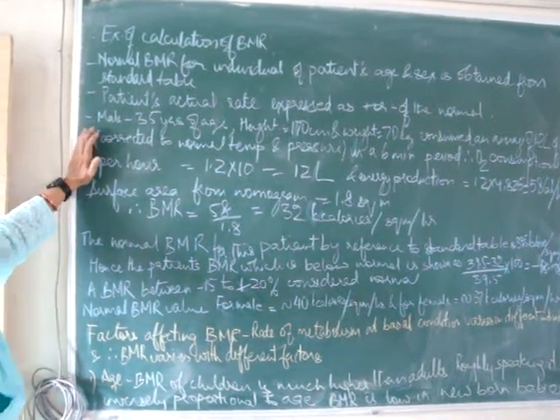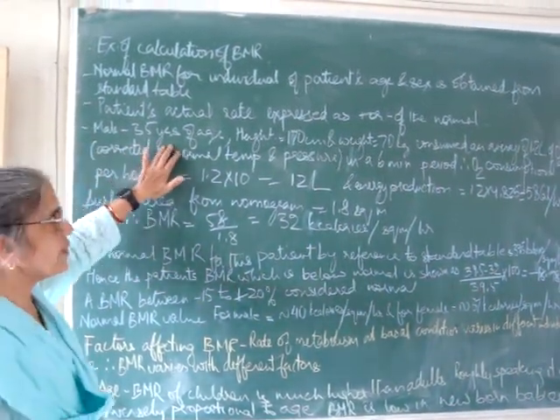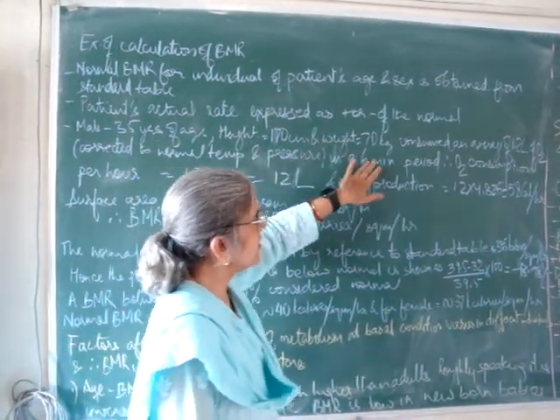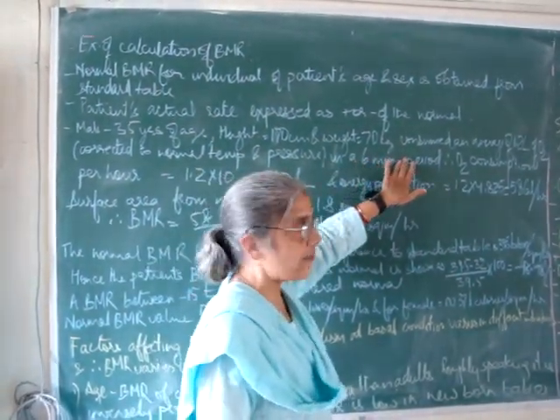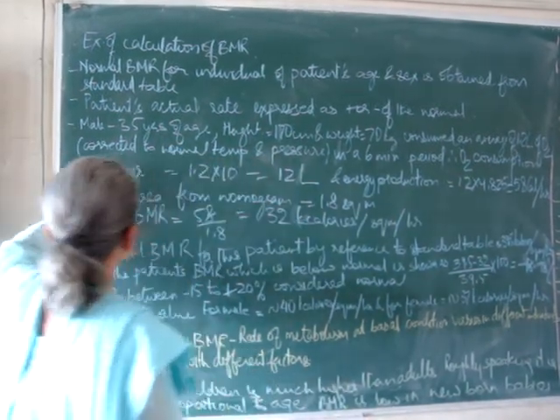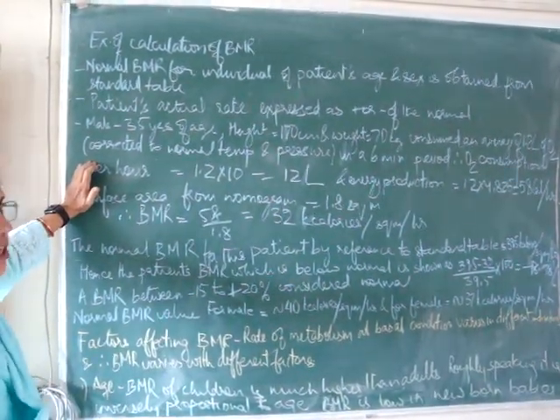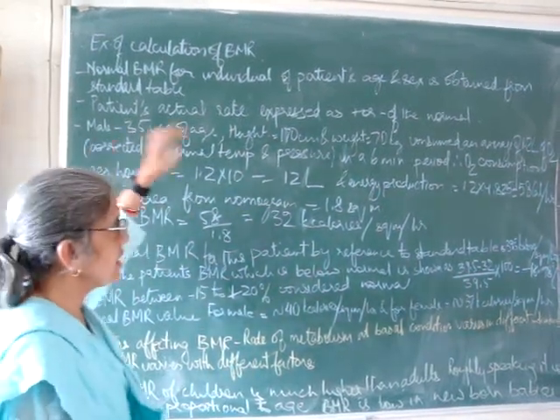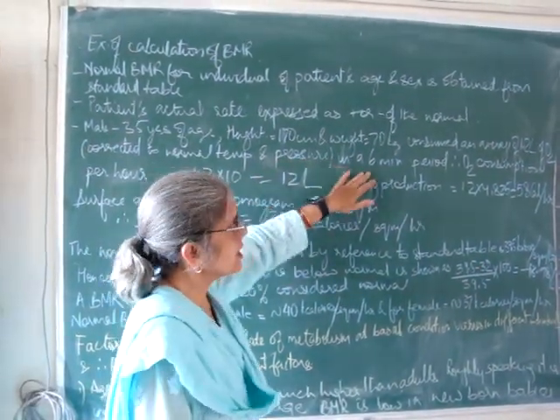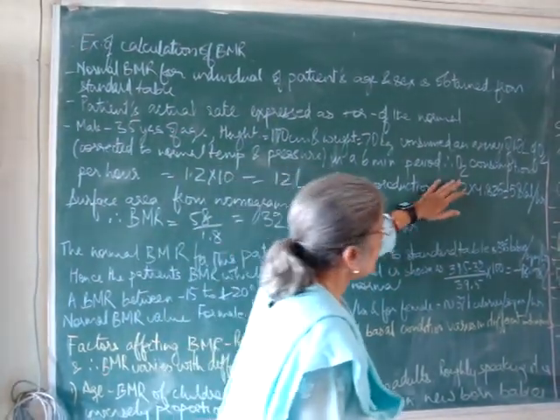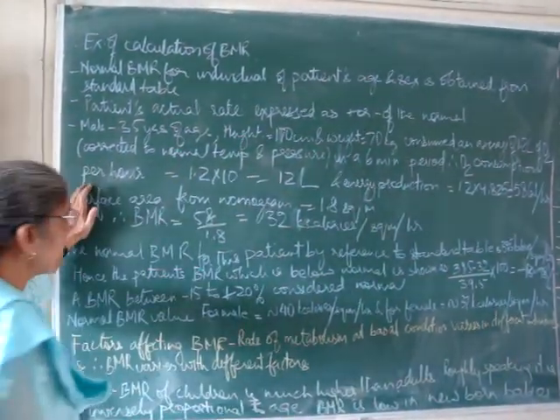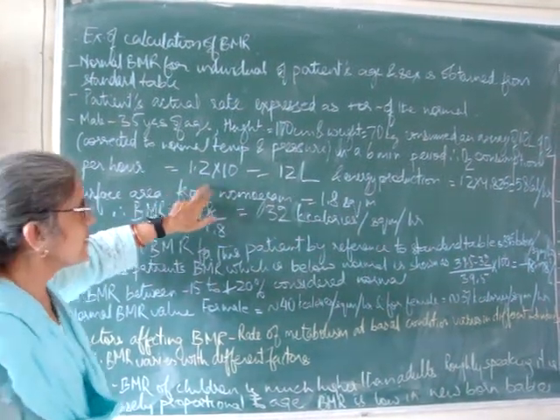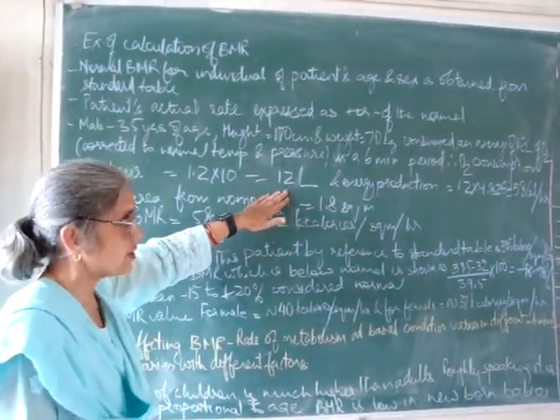So here is an example of a male person who is 35 years of age. He has a height of 170 centimeters and weighs 70 kg. He consumed an average of 1.2 liters of oxygen, which was corrected to temperature and pressure, meaning temperature was around 20 to 25 degrees Celsius and 1 atmospheric pressure, in a 6-minute period. Therefore, oxygen consumption per hour will be this factor multiplied by 10. So this person consumed 12 liters of oxygen in 1 hour.